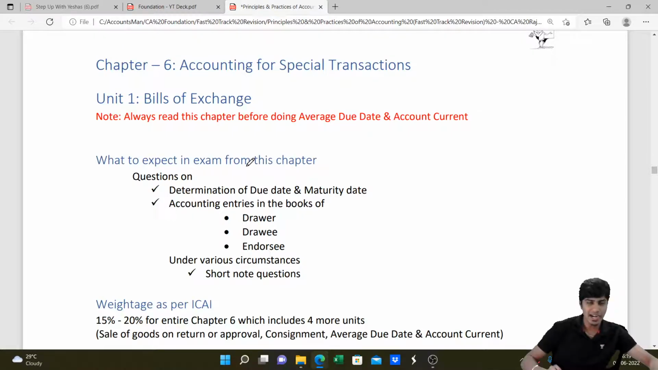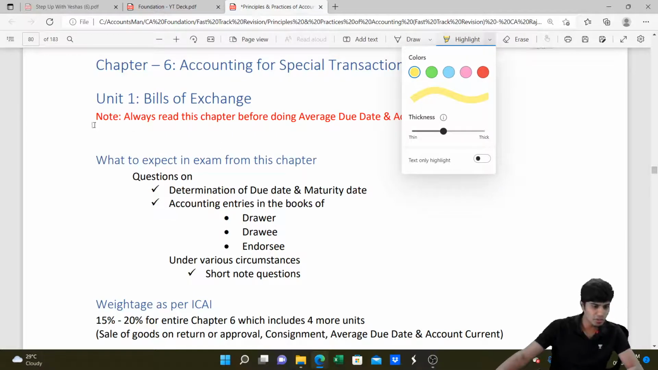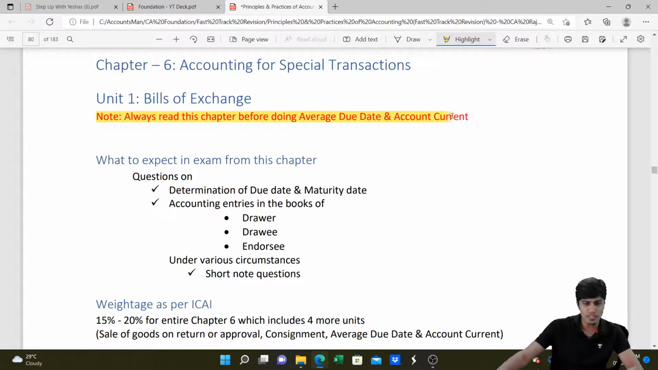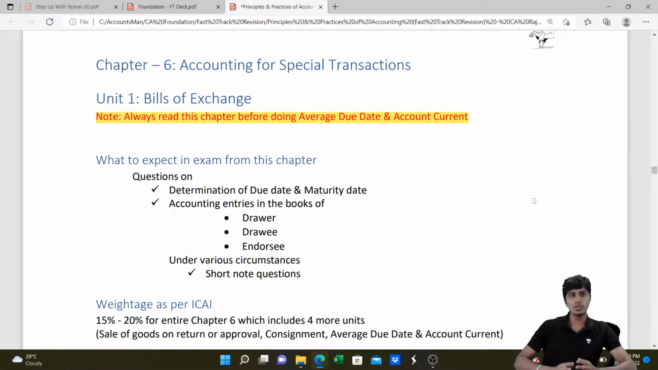Before I even start with this chapter, an important pro tip that I'm giving all of you, which I would not just recommend but force you to follow: whenever you do revision or first-time reading, always finish the topic of bills of exchange and then go to the topic of average due date and account current. The majority of students start with average due date and account current because it is easier. But tell me, friends, whenever you do average due date and account current, how do you find the due date? How do you find the maturity date? What is the concept of holiday, known holiday, and how do you get all that? All that is from the chapter of bills of exchange, no?